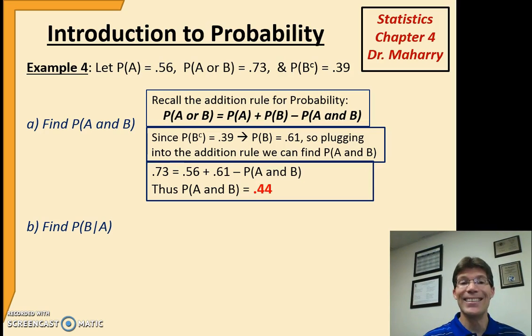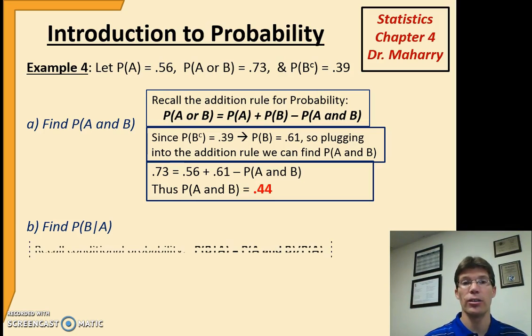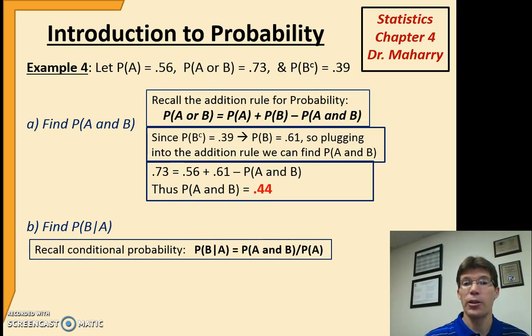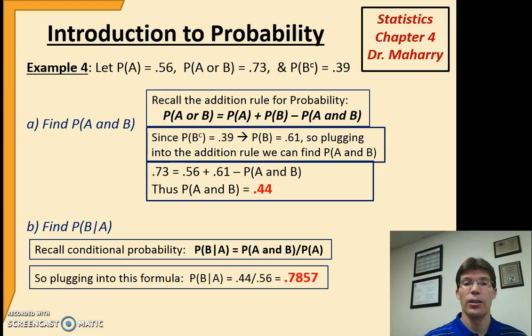Suppose I ask for the conditional probability of B given A. So this is the probability of B assuming A has already occurred. So recall our formula for conditional probability. Conditional probability is the probability of both events over the given. So in this case, the probability of A and B divided by the probability of A. So if I plug that in, I just calculated A and B was 44%. We know that A is 56%. So plugging in, the probability of B given A is about 78%.